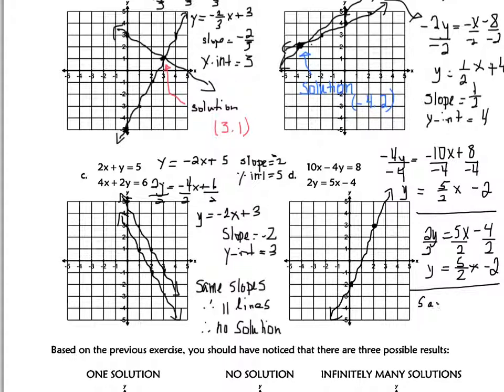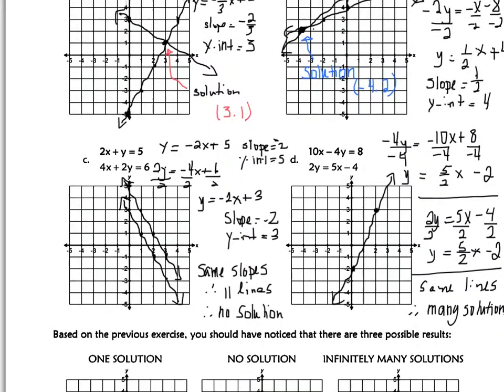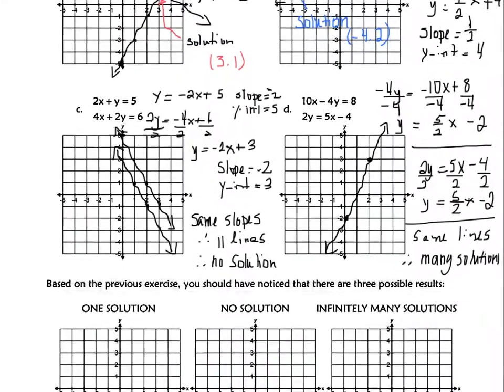So the same lines, therefore infinitely many solutions. Everything is a solution because they represent the same line. So no matter what x and y you put in the first equation, that's a solution to the first equation, it will also be a solution to the second equation.